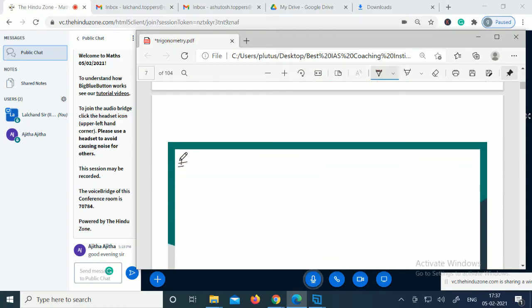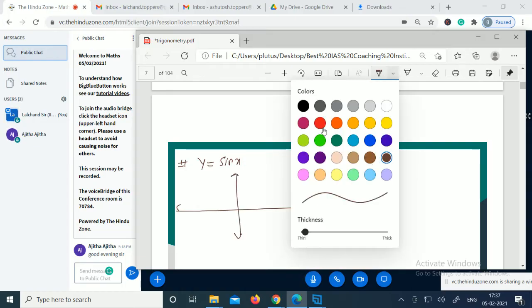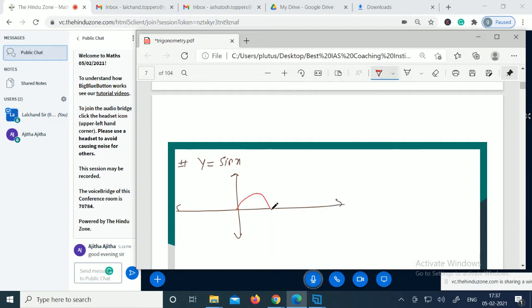The first plot is y equal to sine x. The sine plot is quite simple, like this sine wave. Here the values are 0, pi, 2 pi. This is 1 and this is minus 1. This is minus pi and this is 2 pi. This is our sine curve.